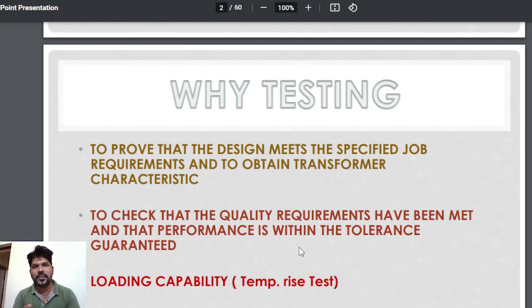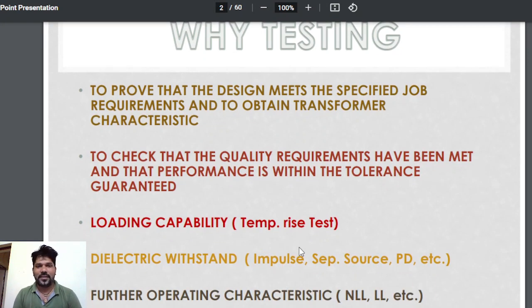Before manufacturing, we design the transformer. After designing, we give the drawings for manufacturing. After manufacturing, we do the testing. So while doing the testing, what should we know? We should know whether the specified requirements have been met with this design or not. While doing testing only, we'll find out. Check that the quality requirements have been met and that performance is within the tolerable guaranteed limit or not. That has to be found out.